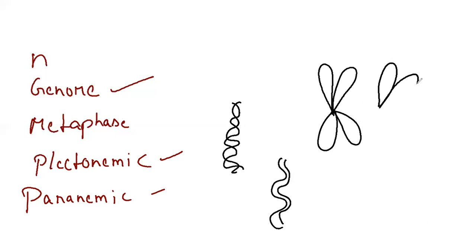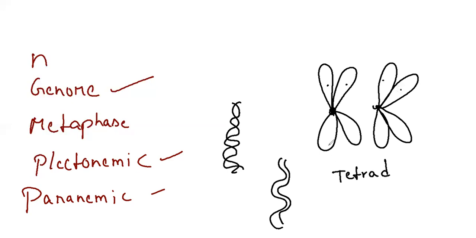So you could see this in the zygotene phase of meiosis. This is what we call a tetrad. Why do we call it a tetrad? Because it has four chromatids. This is one chromatid, this is one chromatid, one, two, three, four.